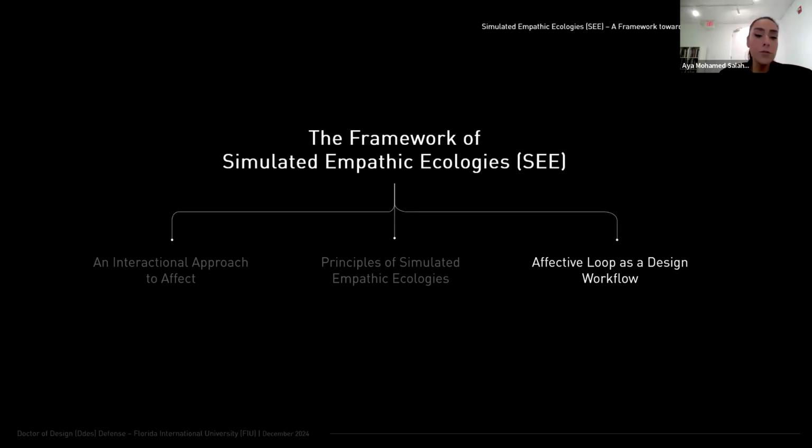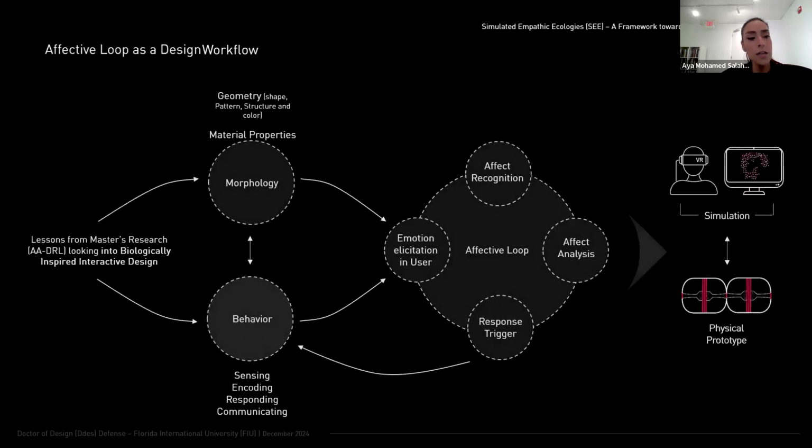Moving on finally to the last element of this framework, which is the affective loop as the design workflow. So basically the affective loop starts with the affective recognition and all of the analysis, through to the response trigger to the different behavior or morphology of that system.